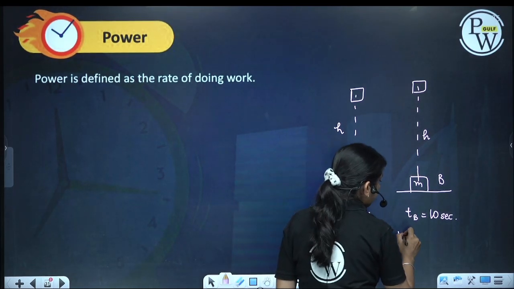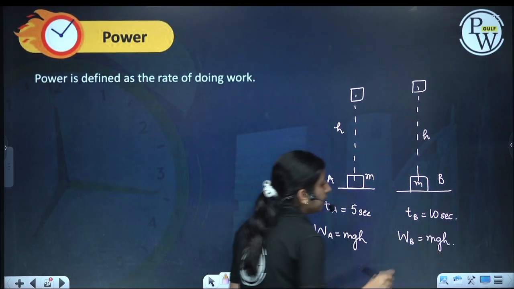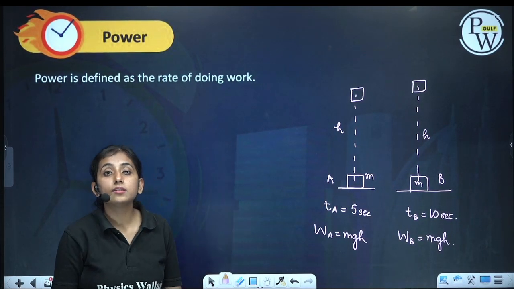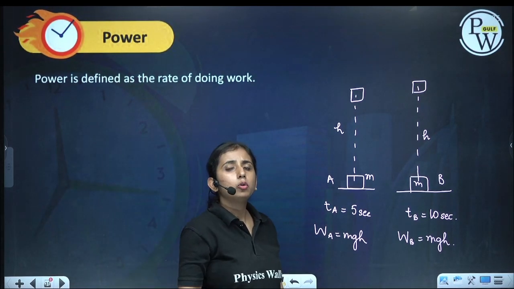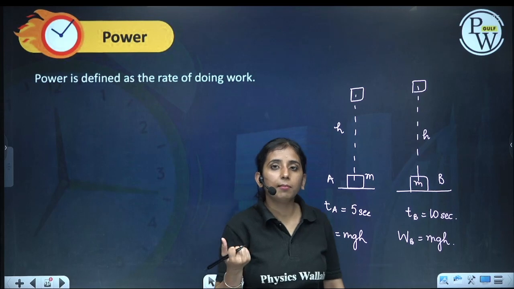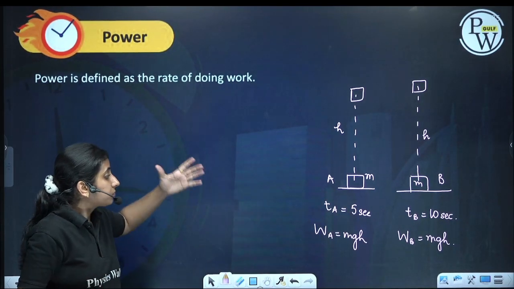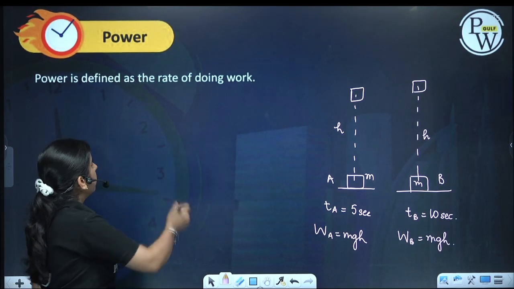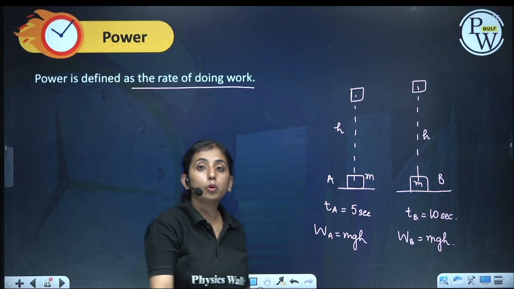Work done by B will also be mgh. But can I know who is having more power? If I have the ability to do the same work in lesser time, am I more powerful? Yes or no? See, that is power, the rate at which the work is being done.